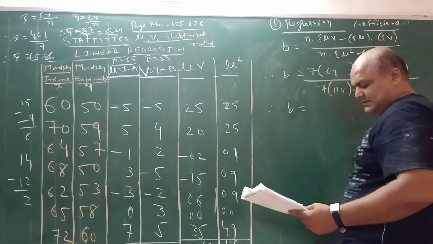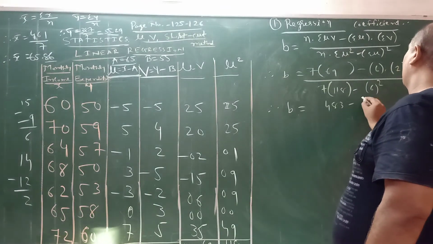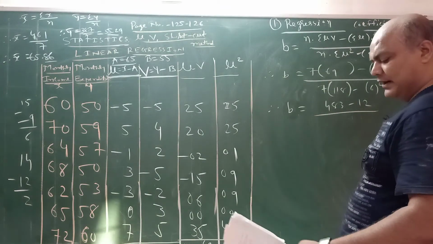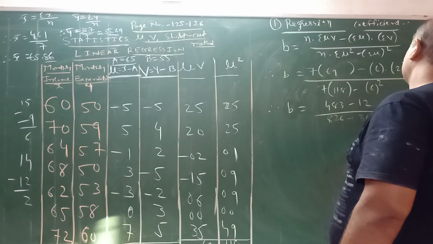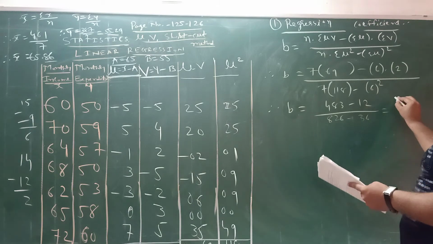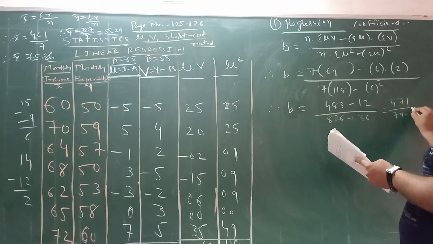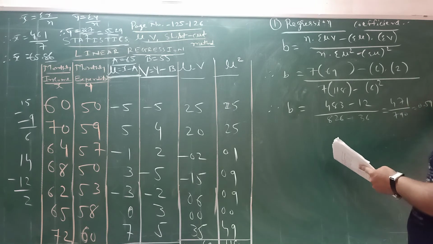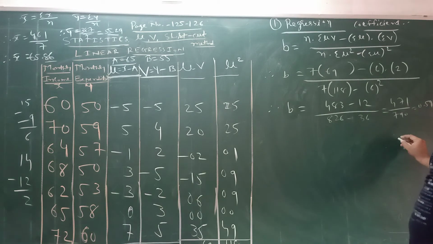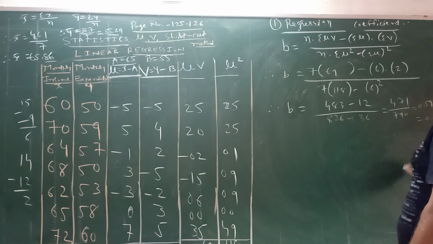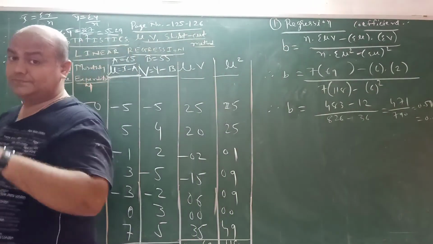So for B, 69 into 7 is 483, minus 12, over 118 into 7, that is 826, minus 36. So 471 upon 790, that is 0.5962, or we can say it is 0.60. The first step is done: regression coefficient B.